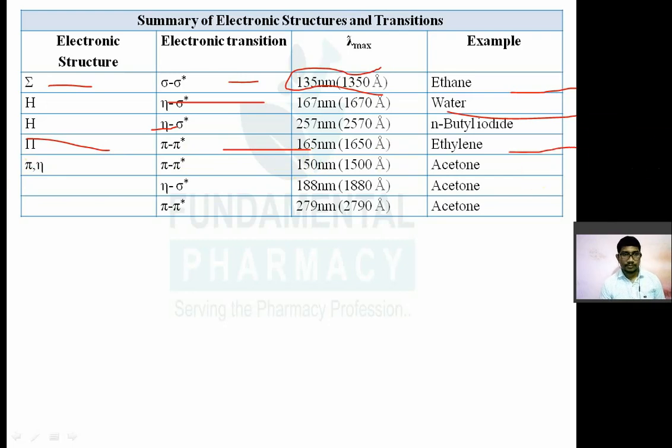N and pi electron structure. N and pi electrons, there is an overlap, and there is an overlap of sigma electrons.